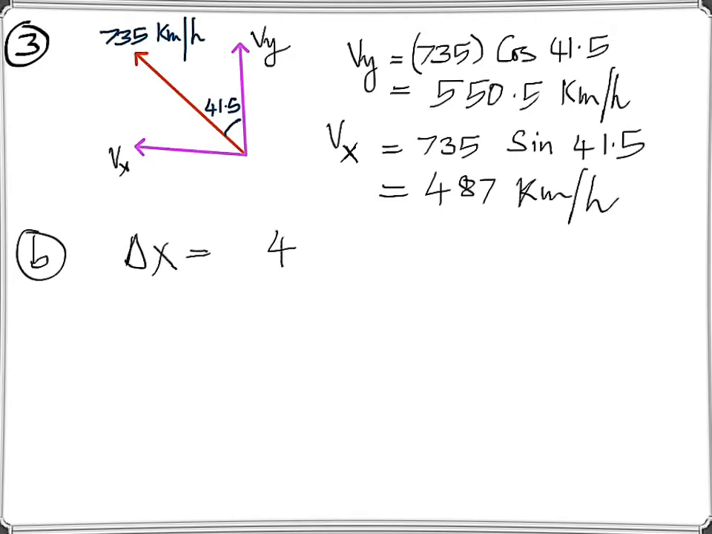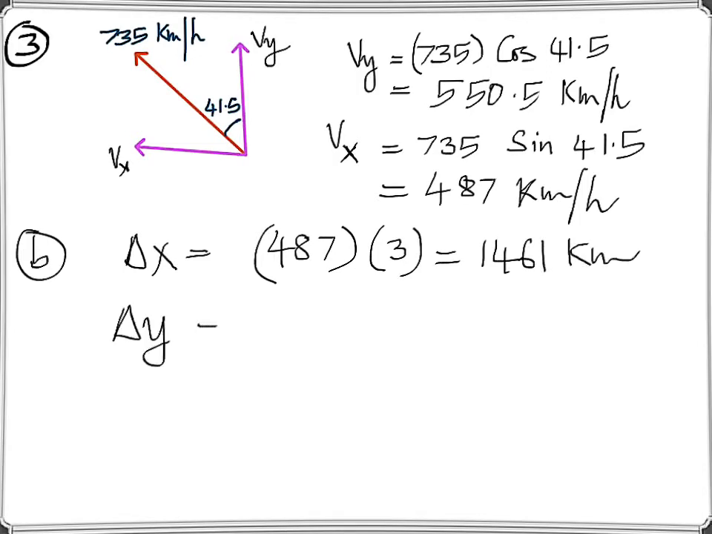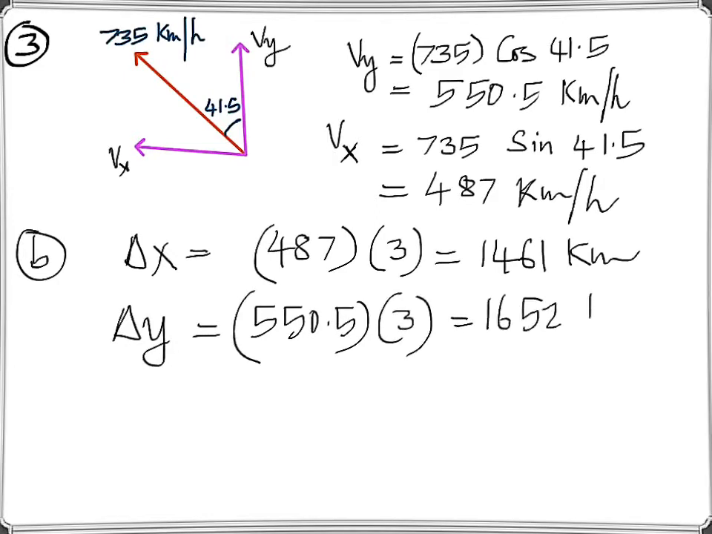Now, to find the displacements in 3 hours, just multiply the velocities with 3. So, the x displacement would be 1461 kilometer, and the y would be 1652 kilometer. Delta y is to the north and delta x is to the west.